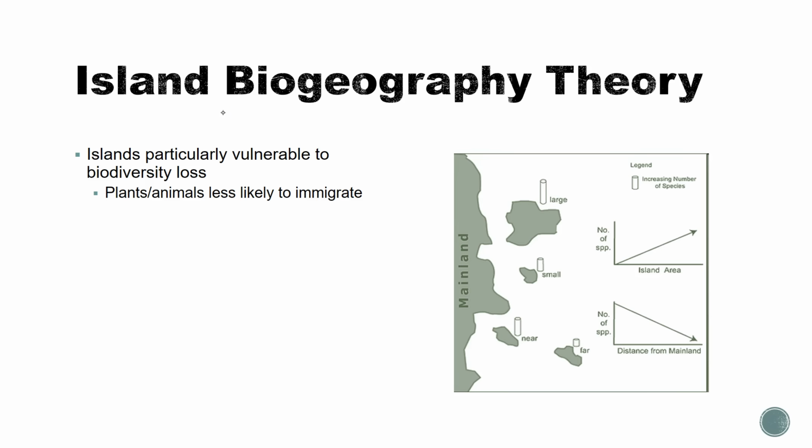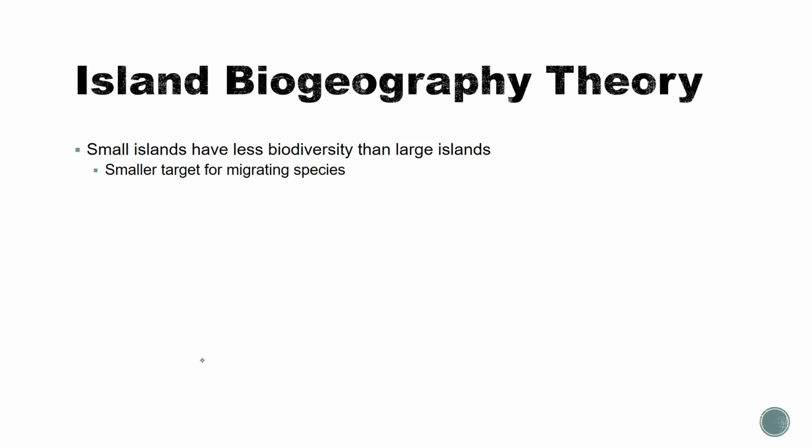All right. So island biogeography theory is basically understanding the role islands play in maintaining biodiversity, or limiting biodiversity would be a better way to put that. So islands being isolated, right? They tend to just generally be lower in biodiversity. Small islands, for example, have less biodiversity than large islands, right? And that kind of makes sense. For a species to migrate from the mainland to an island, the smaller that island is, the smaller the target, the less likely it is to end up there and populate.